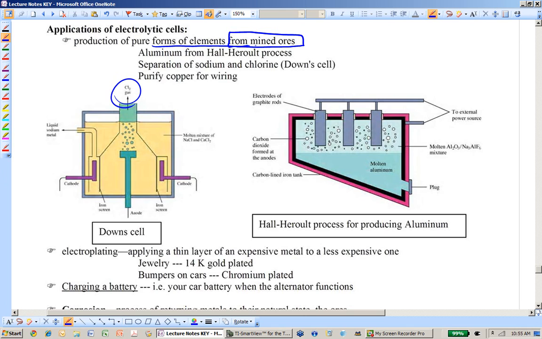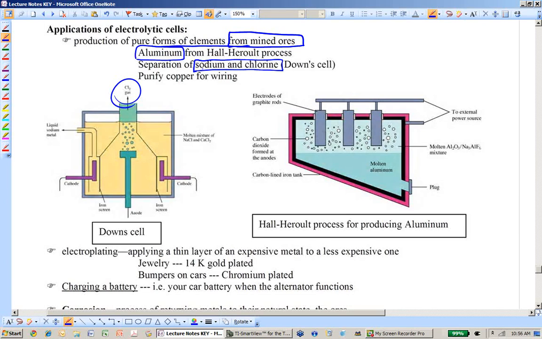Some of the things that are important in this process would be aluminum. We use aluminum for an awful lot of things, and the Hall-Héroult, I think is how you say that, process is an important one. We also separate sodium and chlorine because we have big salt flats in this country, so we can go to the salt flats and dig up the salt out of the ground and use what's called a Downs cell. Again, that's named after the gentleman who figured out this process. And we can purify sodium metal and chlorine gas.